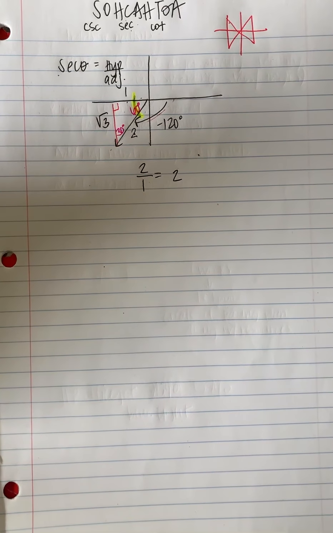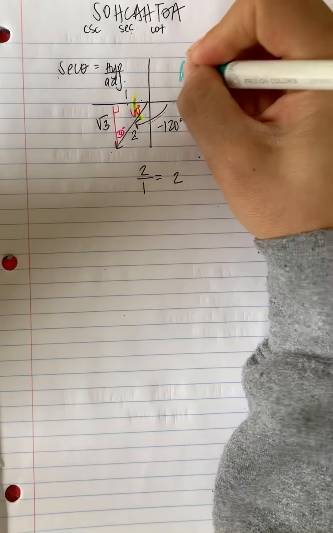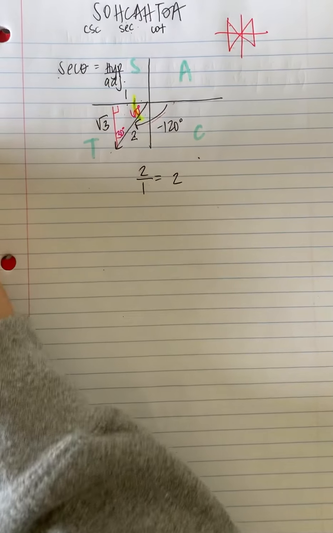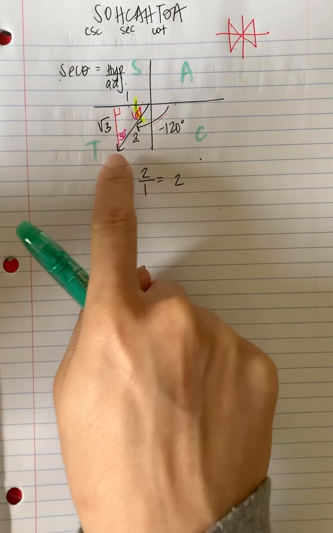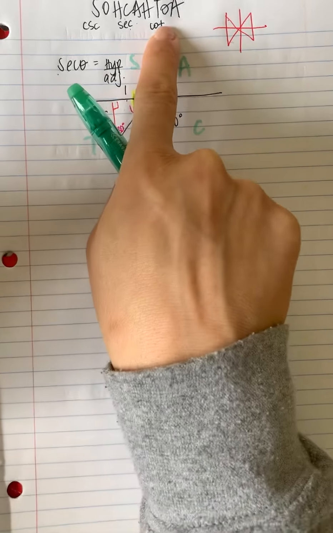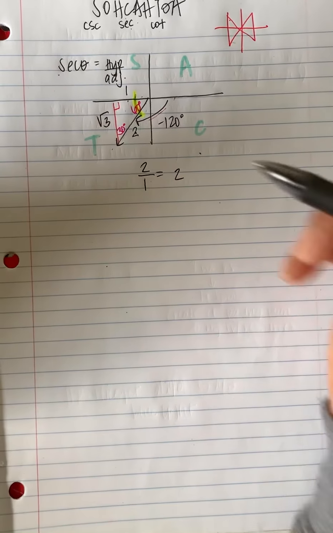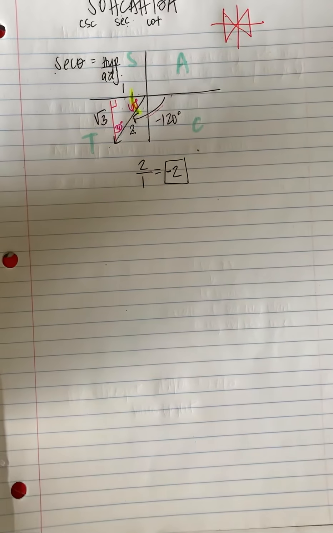Remember, our very last step is to always look at our signs. So we have A, S, T, C. If you look here, we're in the third quadrant, which is our tangent quadrant. Everything in this quadrant is negative except for tangent and then cotangent. So because we are looking for secant, our answer here should be negative. So your final answer is -2.